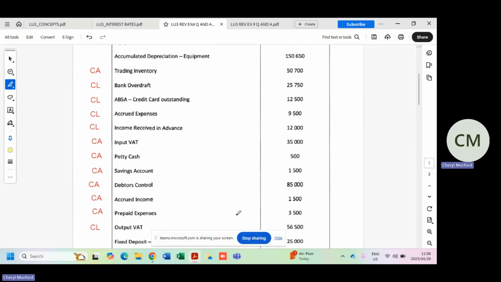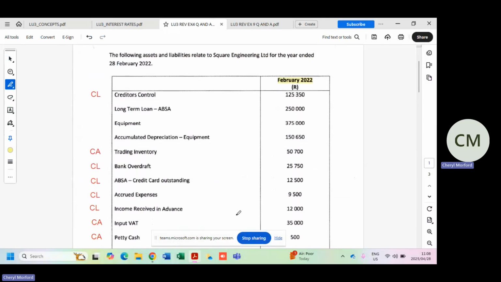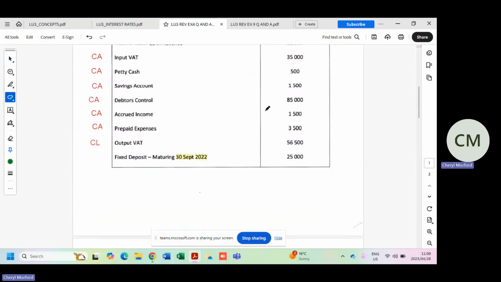So what did I say about the criteria for being current? We need to have a look over here. This is the important thing, the date. We are doing our calculation as at February 2022. So in order to be current, the cutoff period would be that the thing needs to mature no later than February 2023. Does it? It matures 30th September 2022, so yes. And then what would that be? That is a current asset.